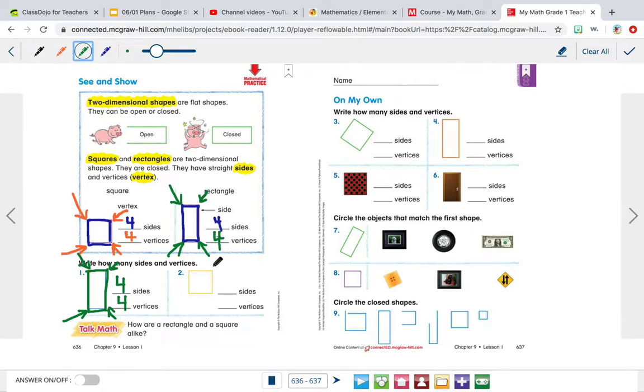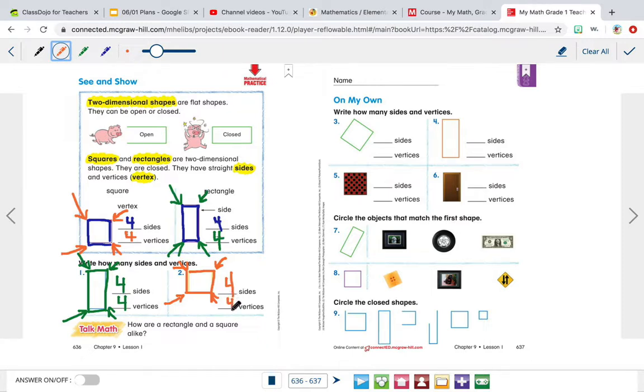Now let's look at this square. This square has 1, 2, 3, 4 sides. And it has how many vertices? 1, 2, 3, 4. So it has 4 sides and 4 vertices.